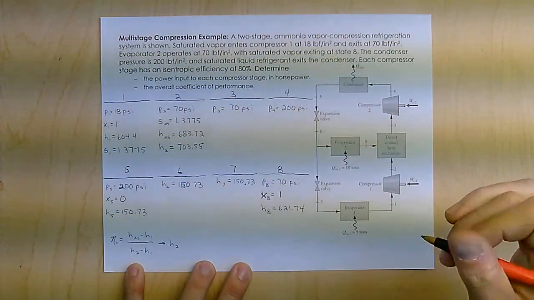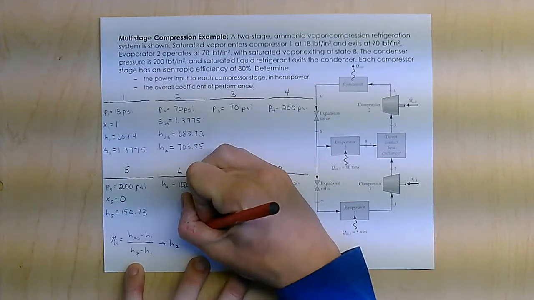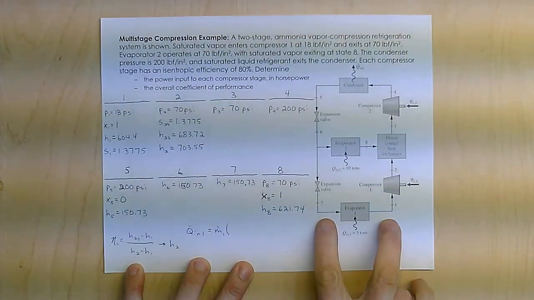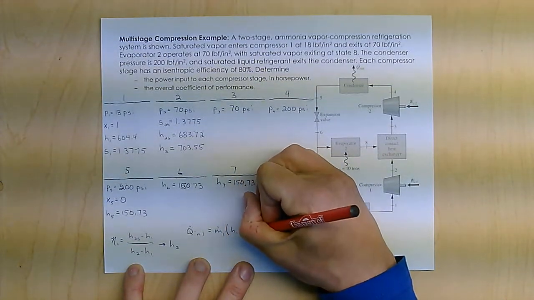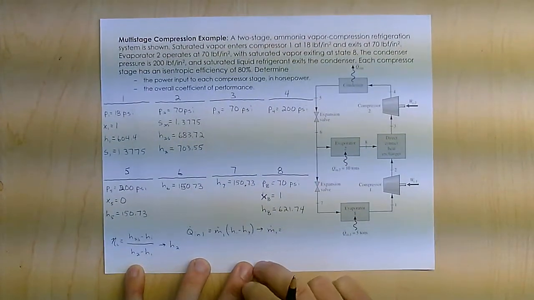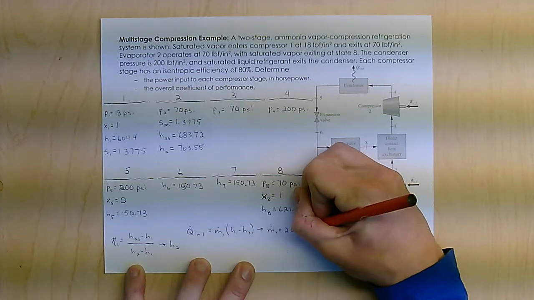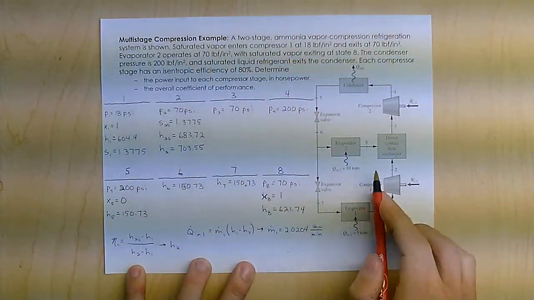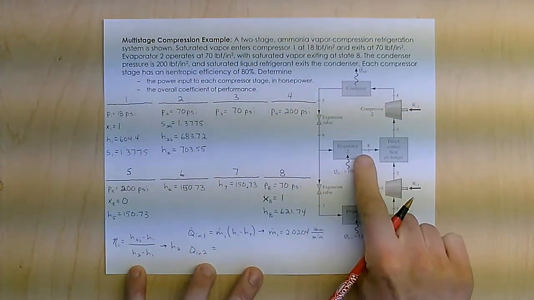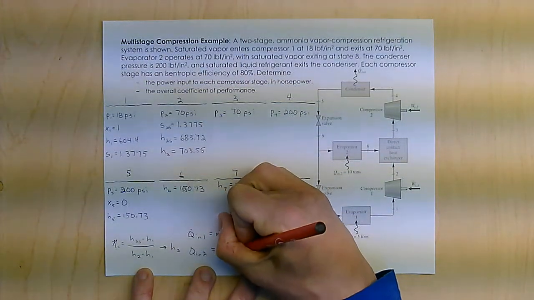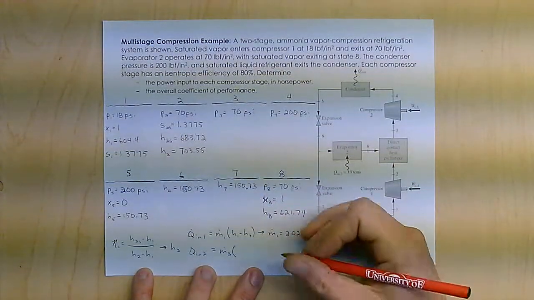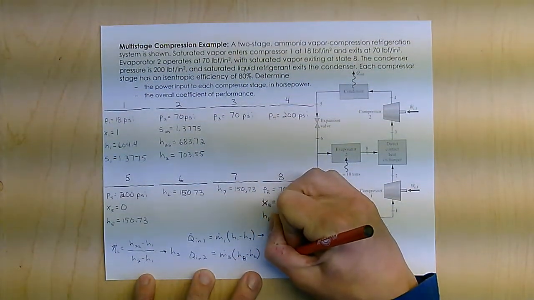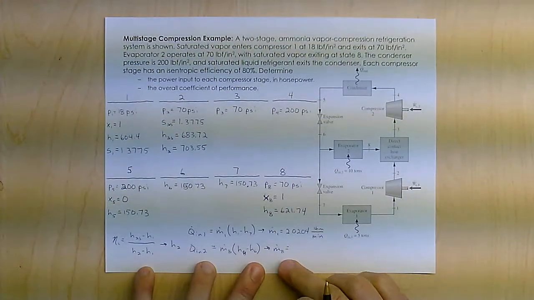For example, Q_in1 is going to equal the mass flow 1 times h1 minus h7. From that, I can find the mass flow rate through evaporator 1 to be 2.204 pounds mass per minute. I'm going to do the same thing for Q_in2. This time I'll call it the mass flow rate of 8, which is going to be h8 minus h6. From that, I find that the mass flow rate at 8 is 4.246.